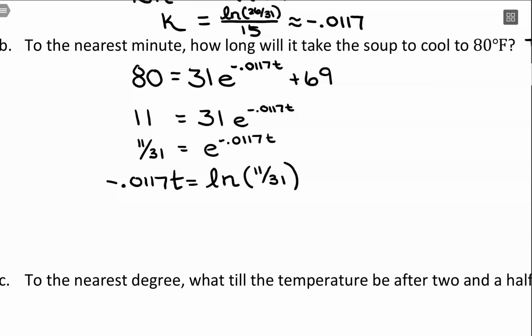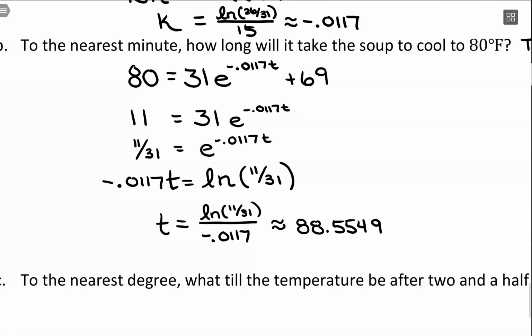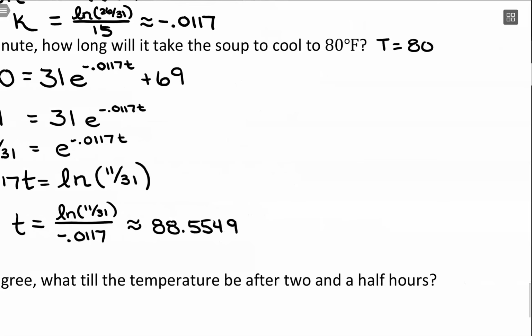And with that, we would divide both sides by the negative 0.0117. So t would be equal to this natural log of 11 over 31 divided by negative 0.0117. And for a decimal answer, that should be about 88.5549. So to the nearest minute, we'll round that up to 89 minutes. So about 89 minutes.